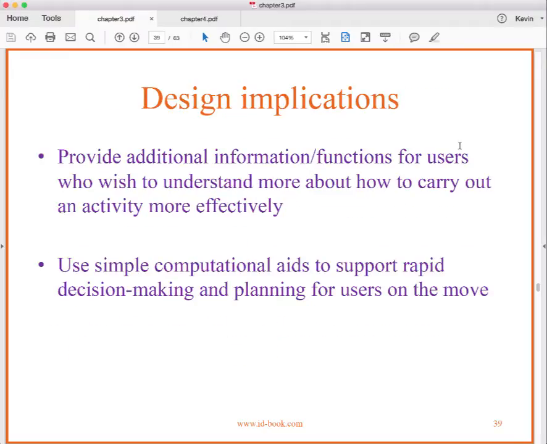So what are the design implications for information systems that support these activities? Well, we might want to provide additional information or functions for users who wish to understand more about how to carry out an activity more effectively. And maybe for some people, because people's sensibilities are different, we ought to provide the opportunity to get less information as well. And we can use simple computational aids to support rapid decision making and planning for users on the move.